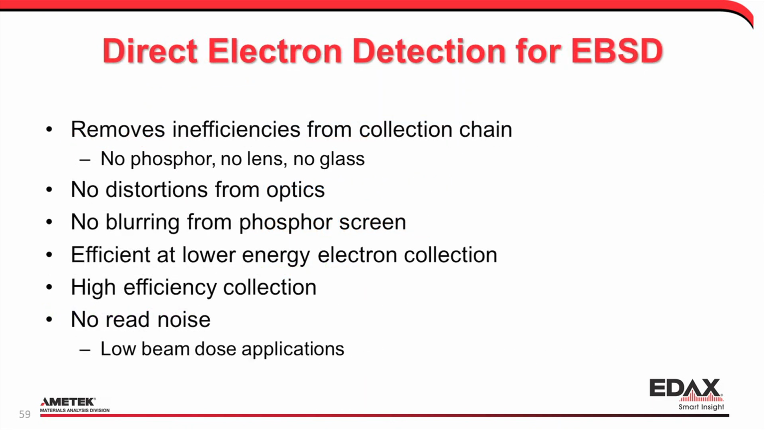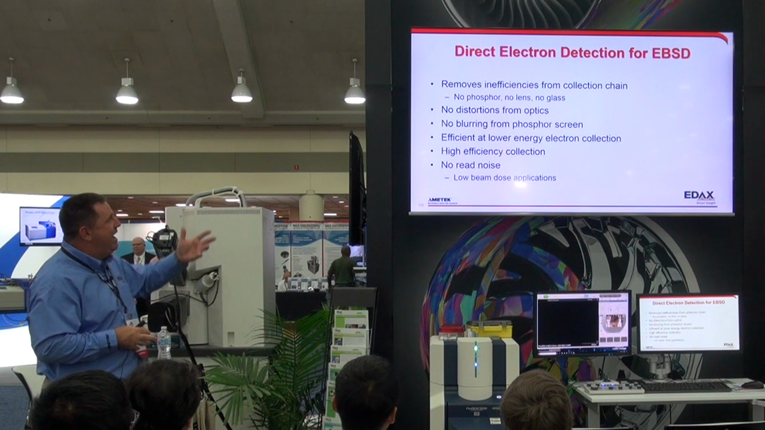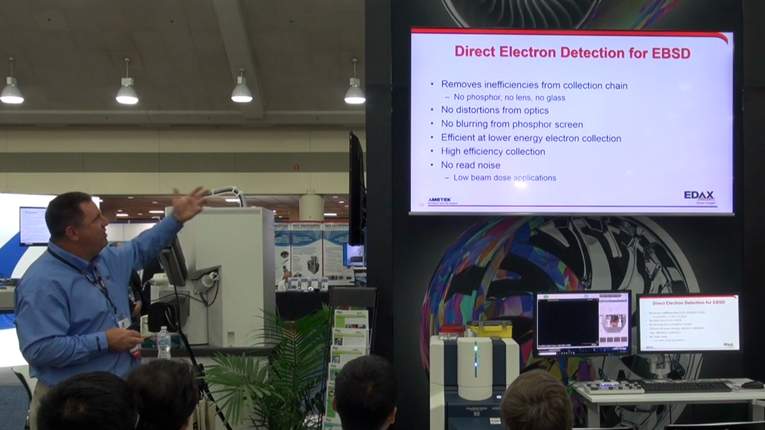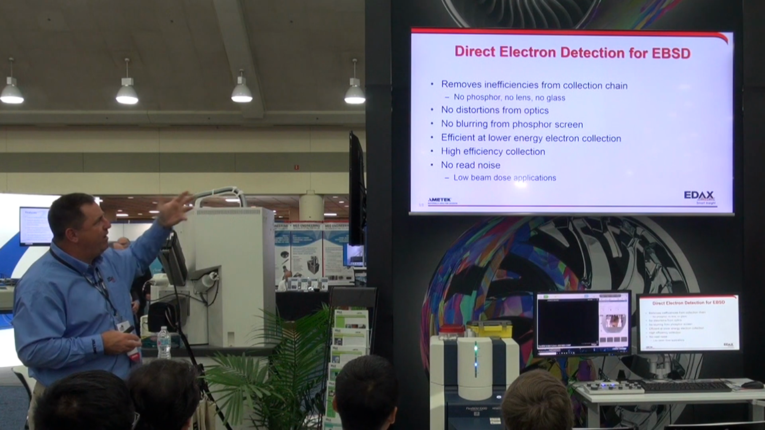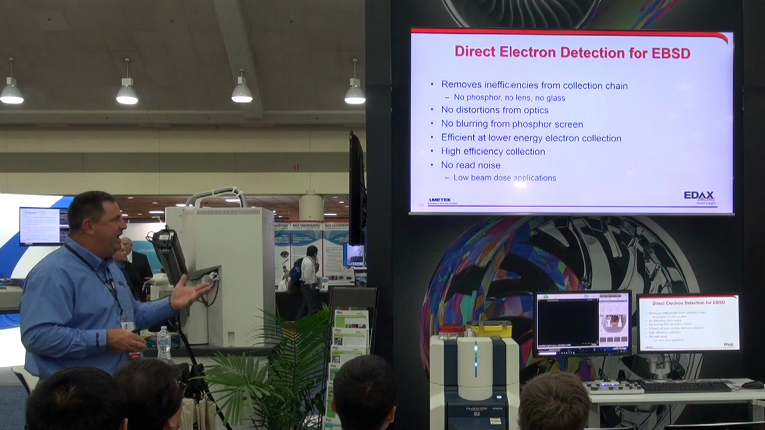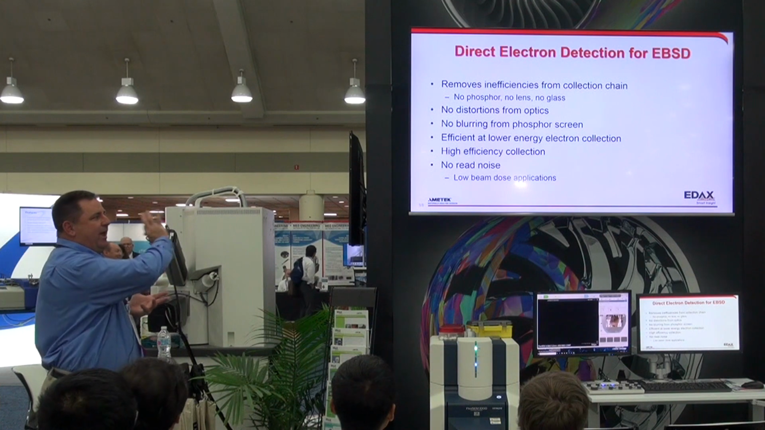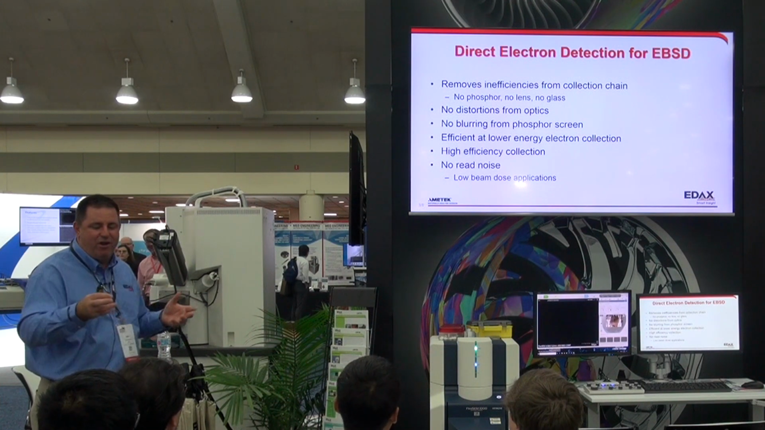So that leads us to looking away from light detection to direct electron detection. And this is, of course, a technology that's been used quite extensively now in transmission electron microscopy, saying, can we translate that same technology for SEM-based EBSD detection? And so the idea is we remove some inefficiencies from the process, we get rid of distortions from the optics, we get rid of blurring from the phosphor screen, we get higher efficiency collection, and no read noise. We get better results at low beam dose applications. So we're exploring this technology for EBSD and wanted to talk a little bit about it.